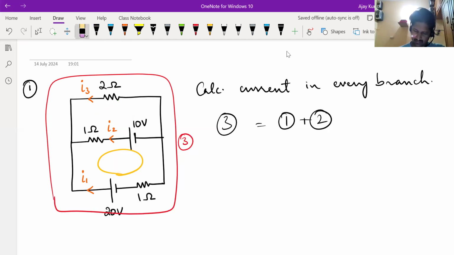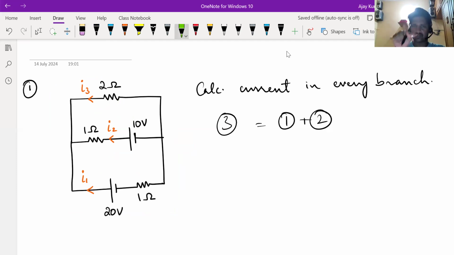Seshank, you only tell me. Let's apply KVL to the upper small loop first. Where do you want to start from? I'll start with the bottom left of this loop. Okay. Fine. Let's call this equation 1.